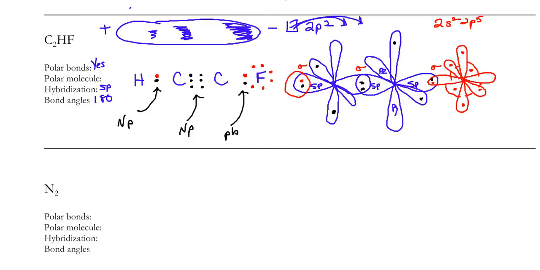Now I'm going to put in my pi bonds. Let's do that in orange. There's no pi bond here because these are all filled. Remember the triple bonds: you have your first bond, which is your sigma bond, and the second and third are going to be your pi bonds. So here's the first.